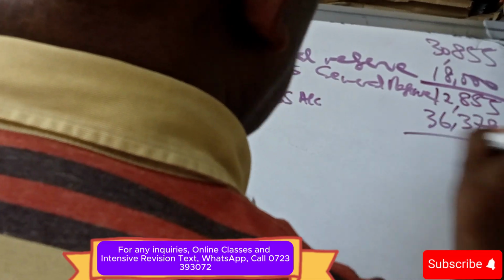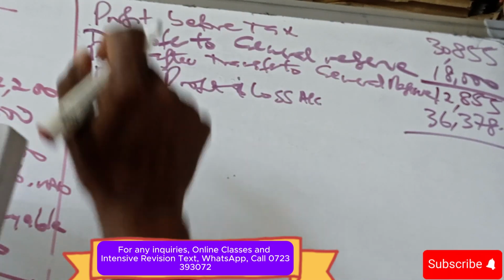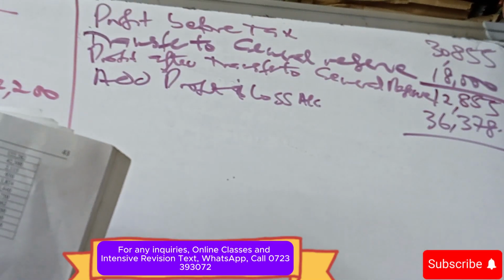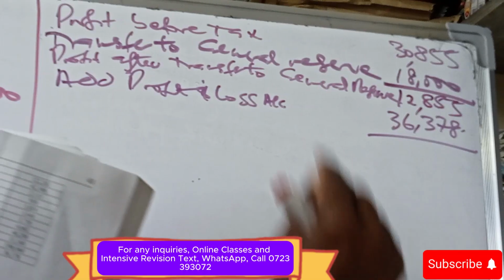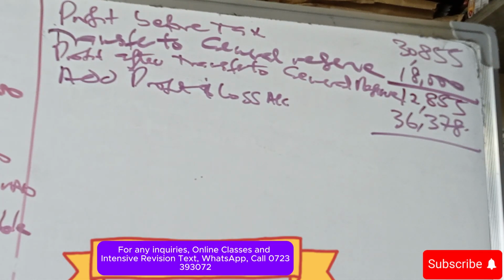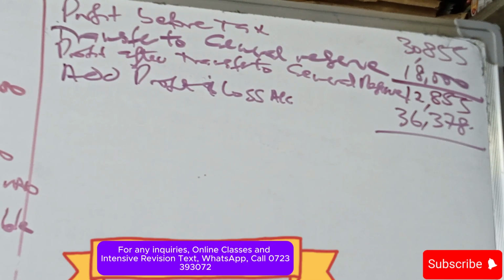This was meant to confuse you when you talk about transferring to general reserve. General reserve and the retained earnings are different. We are transferring to general reserve, but we are bringing the retained earnings at the beginning of the year to help us pay our dividends. So we add 12,855 plus 6,378. We get a figure of 49,233.